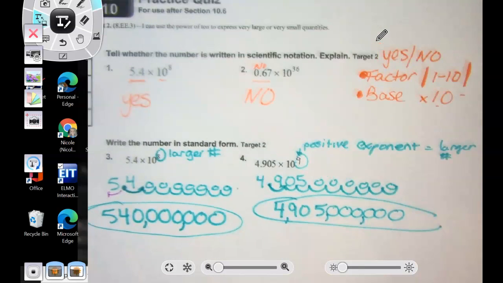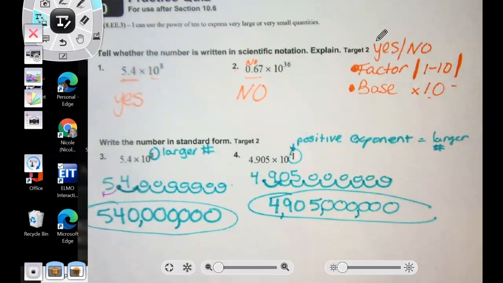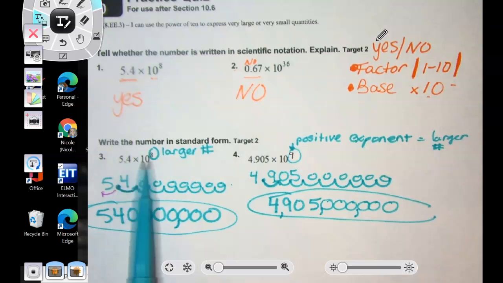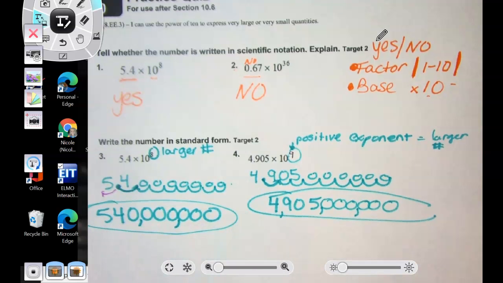So now would be a time where you would pause the video, because Target 2 on the quiz, the next 4 problems are all taking numbers in scientific notation and we're putting them into standard form. That's what's happening here. So I would pause the video and do this part of the real quiz, the next 4 problems.